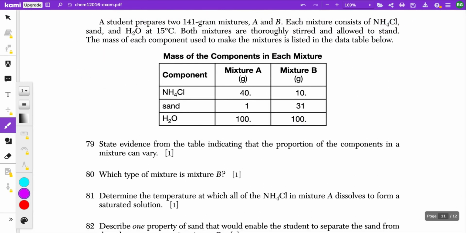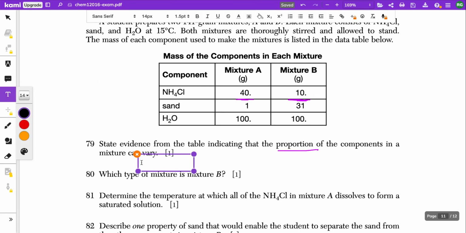State evidence from the table. Components in a mixture. So imagine if you have a mixture of something. A mixture is just 2 or more things physically combined, and one example of a mixture would be lemonade. The proportions of a mixture can vary. Lemonade is not a compound because you can have 40% sugar, 60% water in lemonade, or you can have 50% sugar, 50% water. So the proportions of a mixture don't have to be the same. It can vary. And from this chart right here, you can see how you can have different amounts of stuff in your mixture, which is why the proportions can vary.